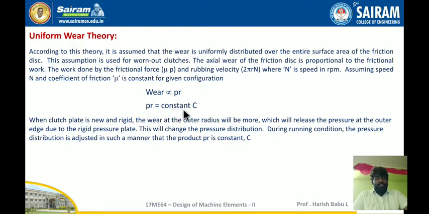When I substitute this into the equation, I get a different equation for torque and axial force. When the clutch is new and rigid, the wear at the outer radius will be more, which releases the pressure at the outer edge due to the rigid pressure plate. This changes the pressure distribution during running condition. The pressure distribution is adjusted in such a manner that the product P r is a constant.